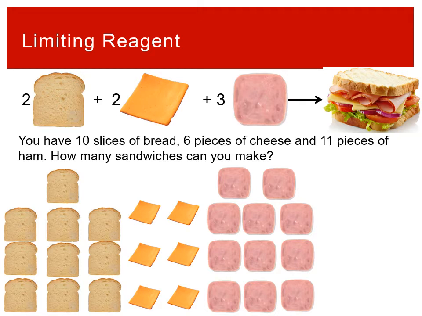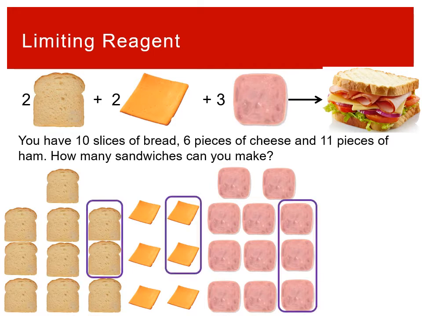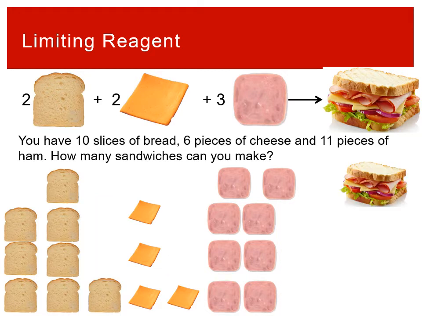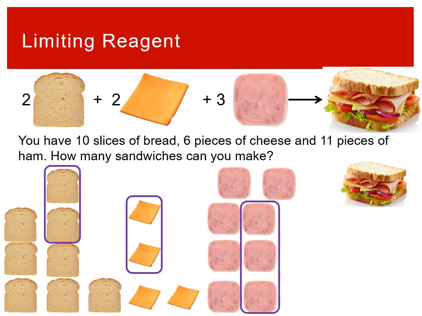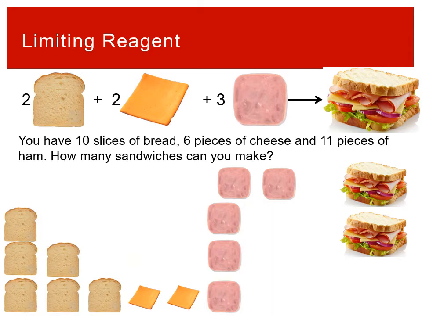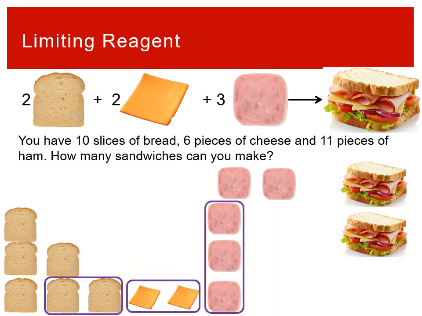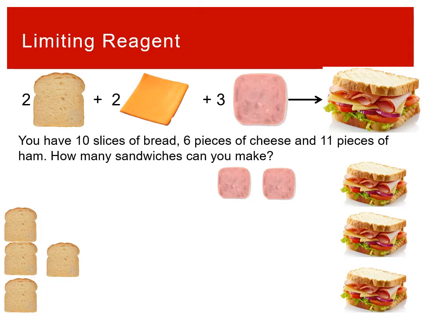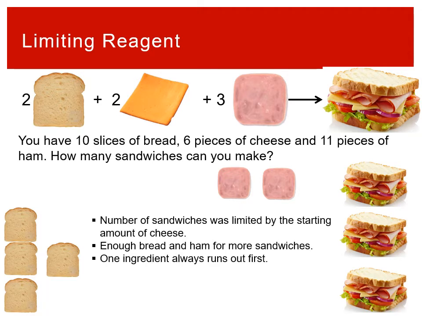So let's make some sandwiches. When we make sandwiches, we follow this ratio: 2 bread, 2 cheese, 3 ham. And that gives us a sandwich. And then those ingredients are gone. Okay, we can keep going. 2 bread, 2 cheese, 3 ham, make a sandwich, they're gone. Again, 2 bread, 2 cheese, 3 ham, make a sandwich, they're gone. We can't make any more sandwiches now.